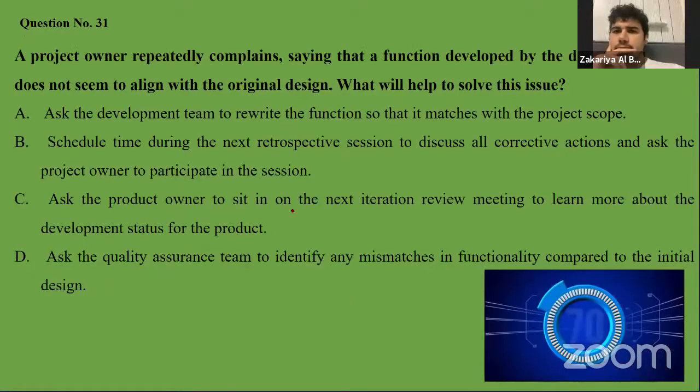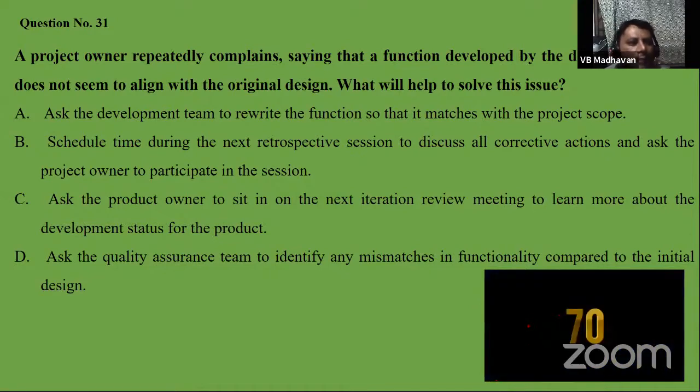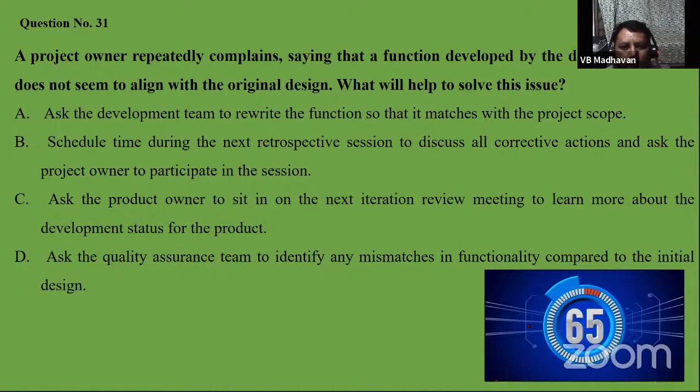Okay. Madhvan, go ahead. Yes, Amer. What will help to solve this issue? A, ask the development team to rewrite the function so that it matches with project scope. B, schedule time during the next retrospective session to discuss all corrective actions and ask the project owner to participate in the session. C, ask the product owner to sit in the next iteration review meeting to learn more about the development status of the product. D, ask the quality assurance team to identify any mismatches in functionality compared to the initial design. A project owner repeatedly complained saying that the function developed by the development team does not seem to align with the original design. What will help to solve this issue?